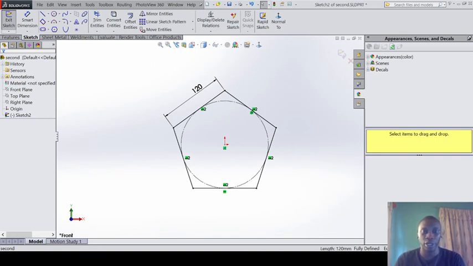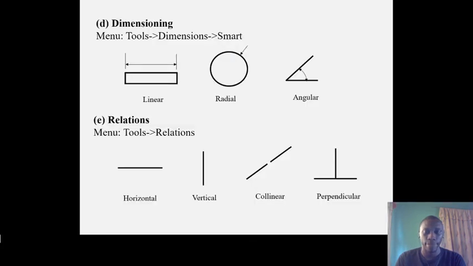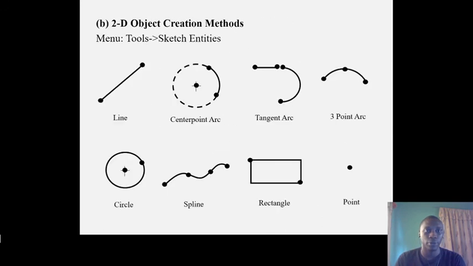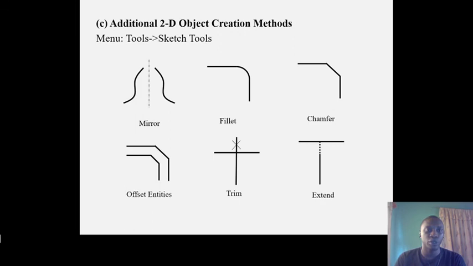I'd like to tell you what we'll be doing next class. Let me go back to this slide so that I can know what to be preparing for next week. Next class, sorry. Okay, we do majorly on this: mirror, fillet, chamfer, offset, trim, extend. That's what we'll be doing next class.